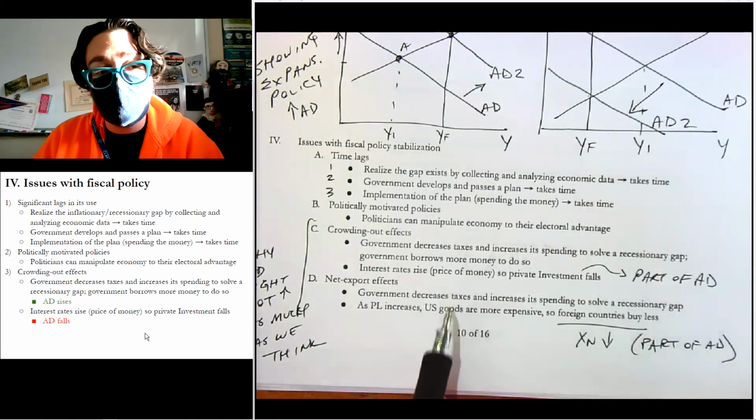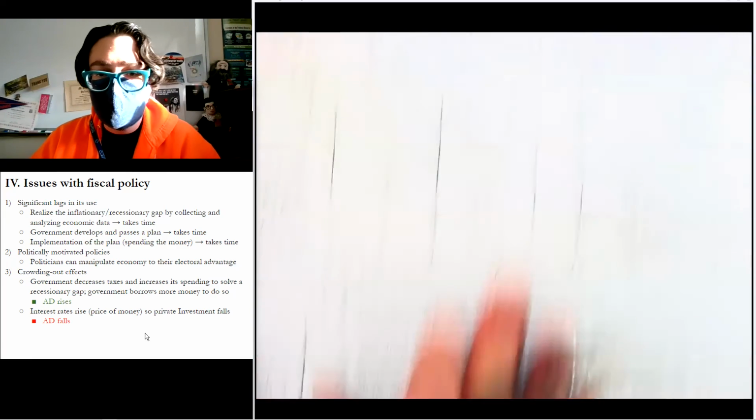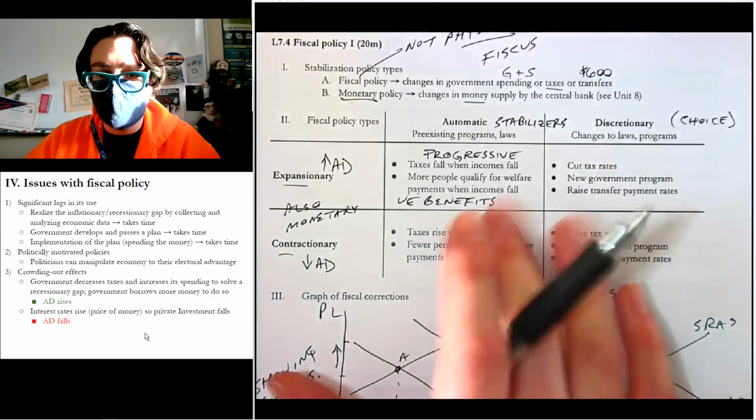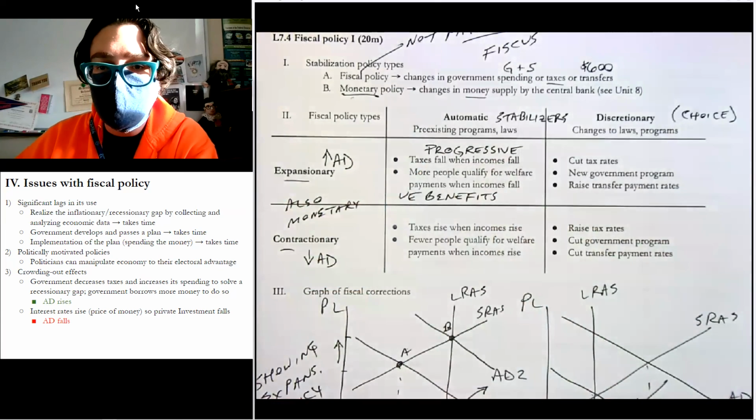These are technical, but they are a field of research in economics. All right, so hopefully this helps you with the basics of automatic versus discretionary, expansionary, and contractionary policy, and how we model those. I'll see you next time.